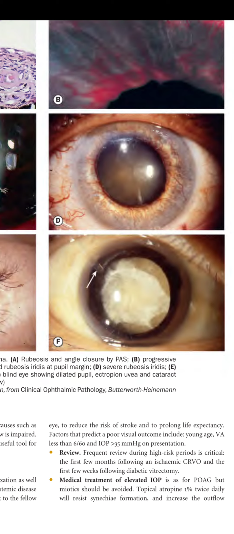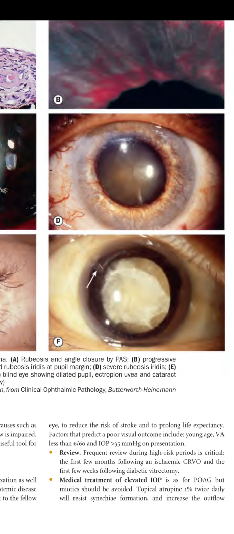The high risk period is the first few months following an ischemic CRVO and the first few weeks following diabetic vitrectomy. So you have to review the patient every month in a case of ischemic CRVO, and a few weeks after diabetic vitrectomy.